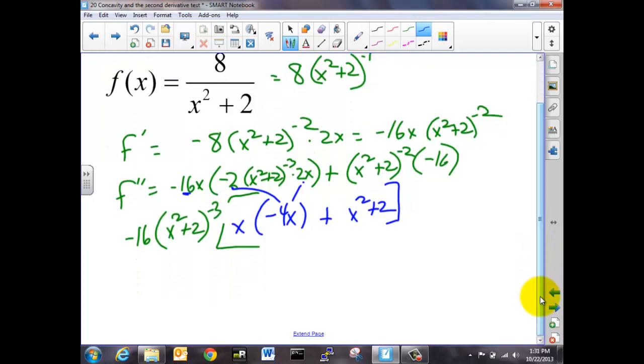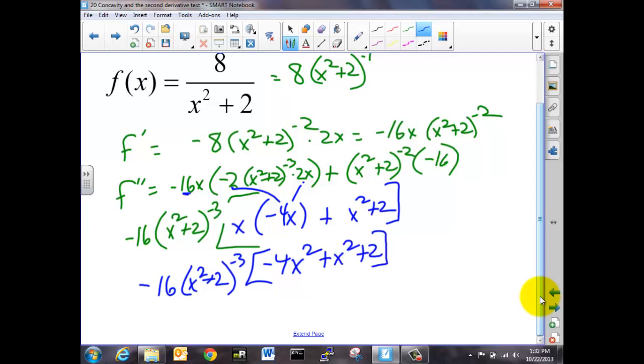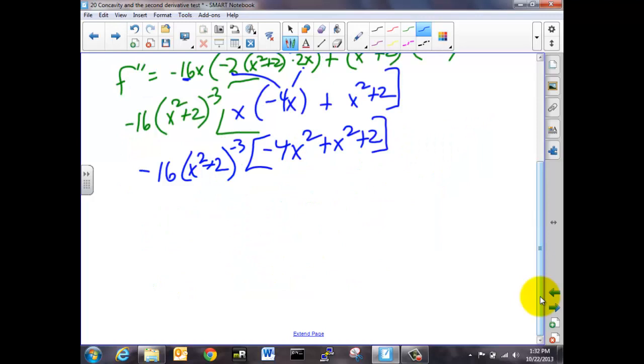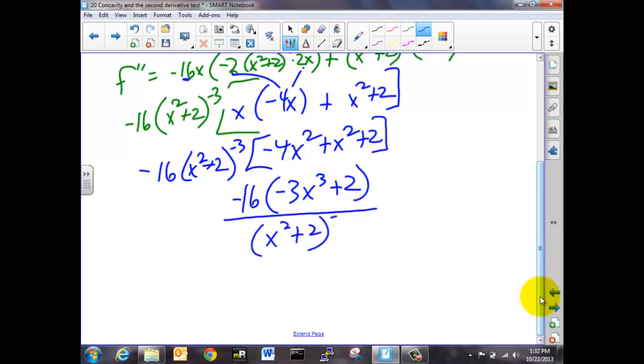So now let's see what happens here. We've still got the negative 16, we've still got the x squared plus 2, we've still got the negative 3. Negative 4x squared plus x squared plus 2, or negative 3x squared plus 2. Negative 16. And I'm going to move this thing to the bottom now. That's what I get for my second derivative.